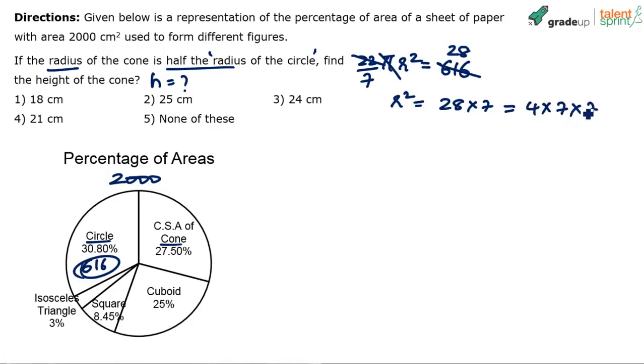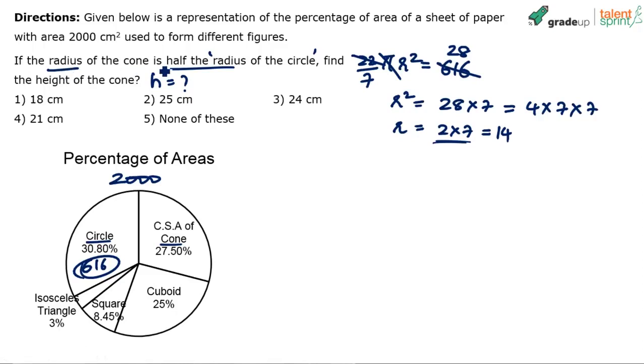So r square is 4 into 7 into 7, which means r will be equal to what? 2 into 7, 14. Or 4 into 7 into 7 is 196. Square root of 196 is 14. Otherwise, square root of 4 is 2, and square root of 7 into 7 will be 7. 2 into 7, 14. Anyway, radius of the circle is 14. Getting it? The first step, I'm not spending too much time on calculation. I'm sure you can do it yourself. We have found the radius of the circle. It comes out to be 14.